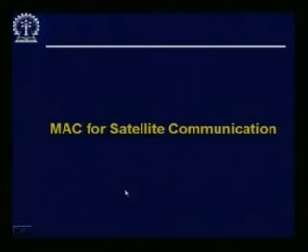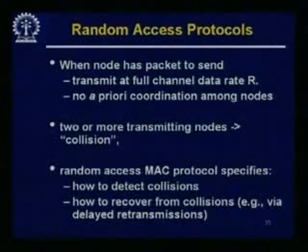Now we come to one interesting part of satellite communication: how is the MAC, the media access control, handled for satellite communication. This is another class of media access control techniques which we just mentioned earlier. So this is the first example that we see, namely random access protocols. We mentioned random access protocols earlier, just as we talked about token based protocols. So this is the first example of a random access protocol.